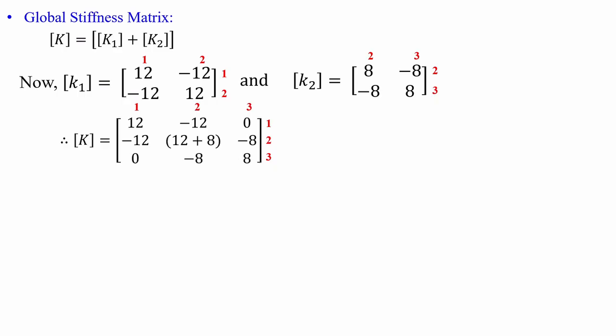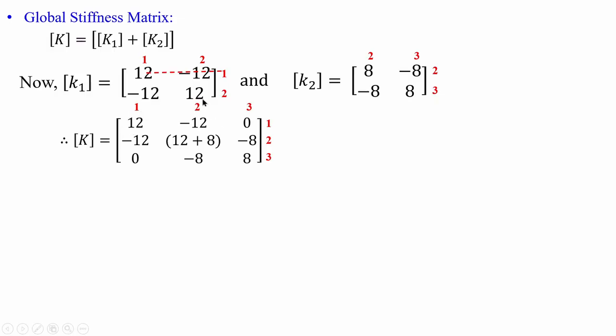While writing this global stiffness matrix, we have to take care of the correct order of global node numbers 1, 2, and 3. So let us learn how to write this composite matrix or global stiffness matrix. For writing the first element of the global stiffness matrix, we have to look for column number 1 and row number 1, which we have in element 1. Column number 1 and row number 1 gives us the element 12. So the first element of the global stiffness matrix is 12.